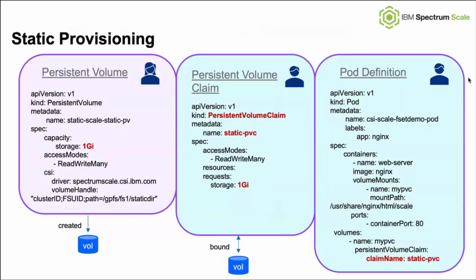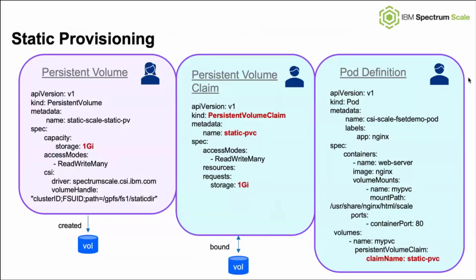What this would do is bind this PVC to any PV that satisfies this criteria of 1 gig storage. In addition, it is also possible to bind to a specific persistent volume by specifying its name. So this is the step where the PVC gets bound to a volume. And once this PVC is bound, it can be used in a pod definition.